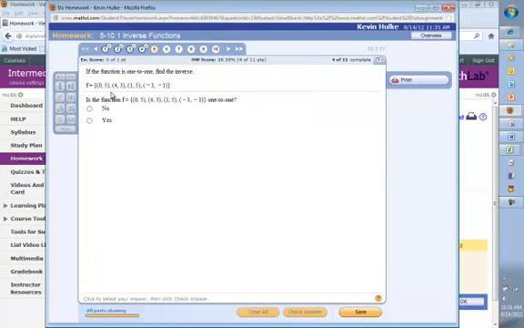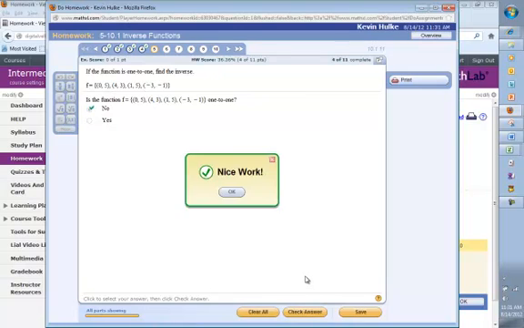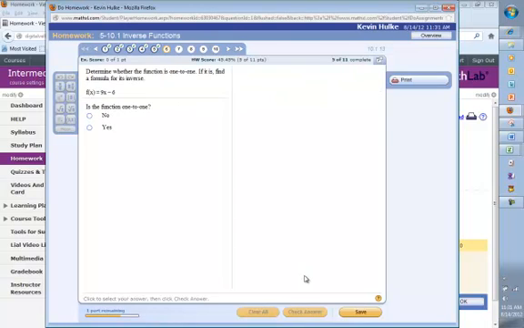Is this a function of 1-to-1? 0, 5, 4, 3, 1, 5. Nope, because 5 is connected with both 0 and the 1.